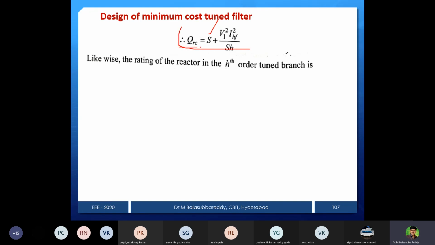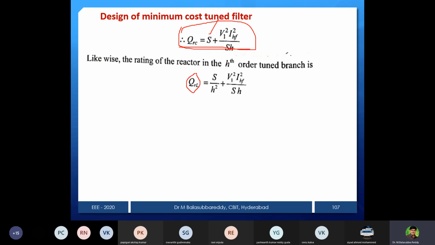So this is the QRC. That means QRC is represented as the MVR supplied by that capacitor in terms of the size of the capacitor we mentioned. Similarly, the rest of the portion is the inductor. That I can write in the same fashion, QRC is replaced by QRL.